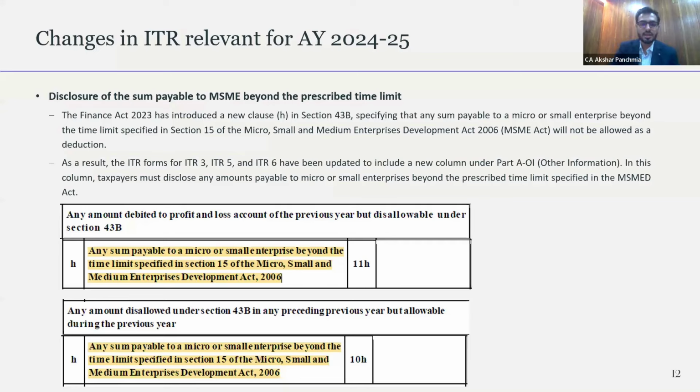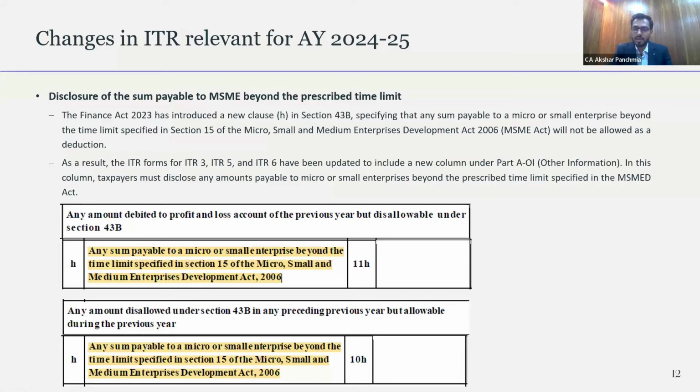In that case, a specific line item has been included under the 43B portion of the ITR, which requires you firstly to disallow the amount. And once you have actually made the payment of the said amount, then you are allowed it in the next year or in the year of payment.